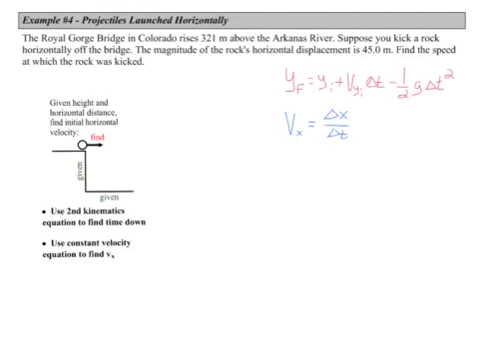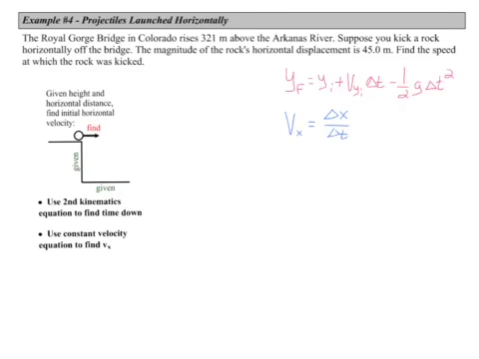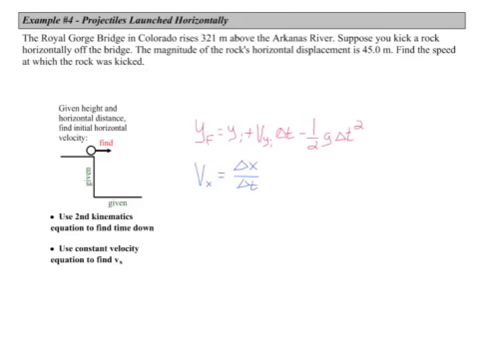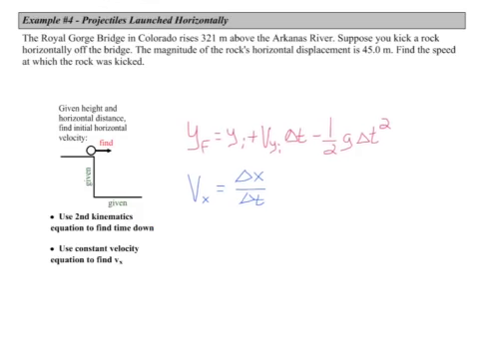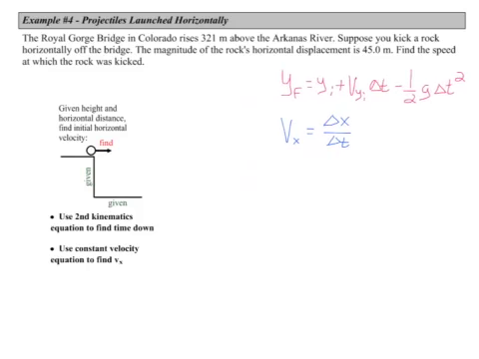And looking at the information we're given here, the bridge is 321 meters tall. There's our height. And the horizontal displacement is 45 meters. That's our range. We're asked to find that horizontal velocity. That's this type of horizontal projectile motion problem. So we're first going to use our second kinematics equation to find the time, and then use that time in the constant velocity equation.